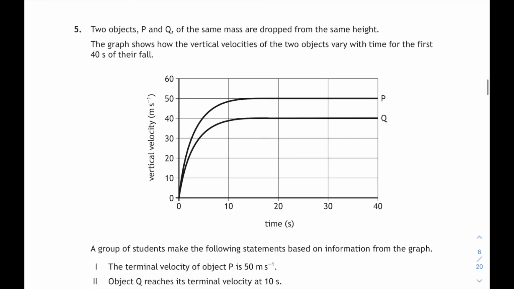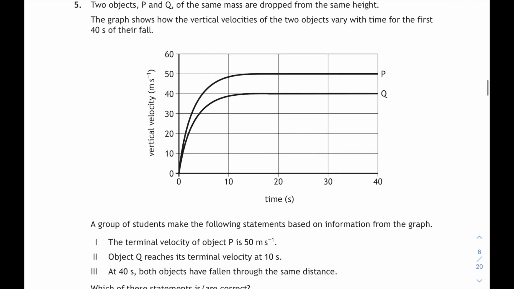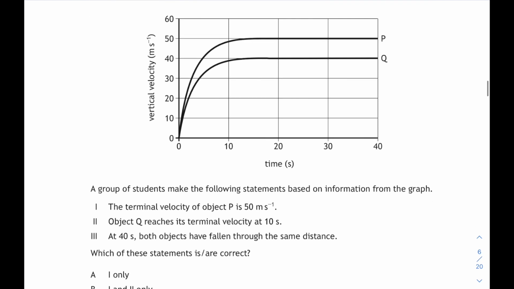Question 5. Two objects P and Q of the same mass are dropped from the same height, and the graph shows how the vertical velocities of the two objects vary with time for the first 40 seconds of their fall. And a group of students make the following statements based on information from the graph. Statement 1. The terminal velocity of object P is 50 metres per second. That's the fastest velocity it achieves. That is correct. Statement 2. Object Q reaches its terminal velocity at 10 seconds.